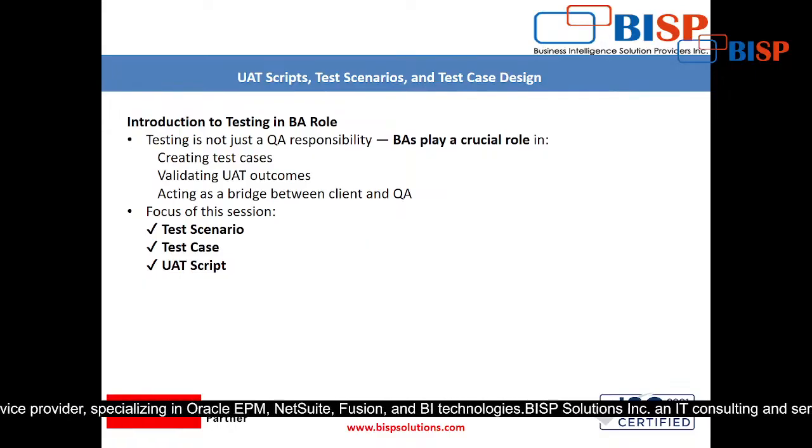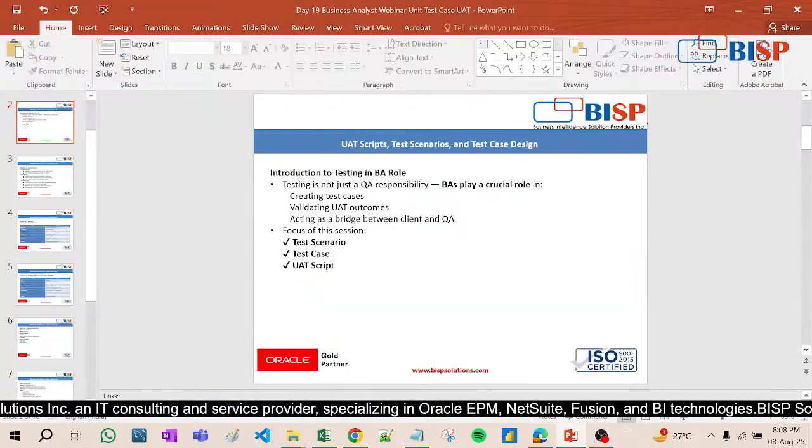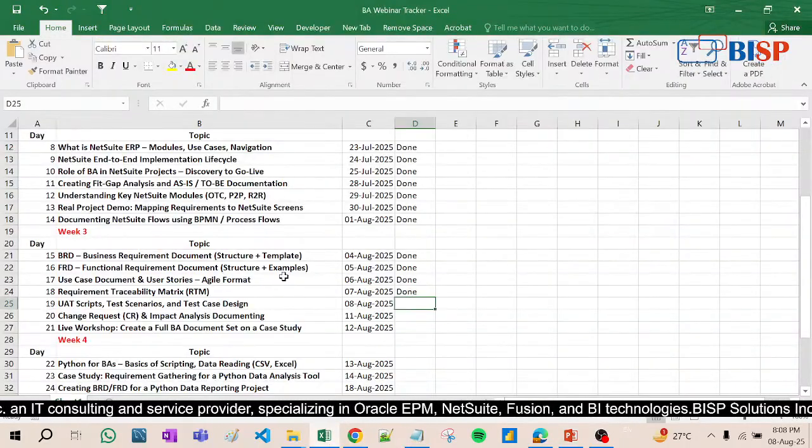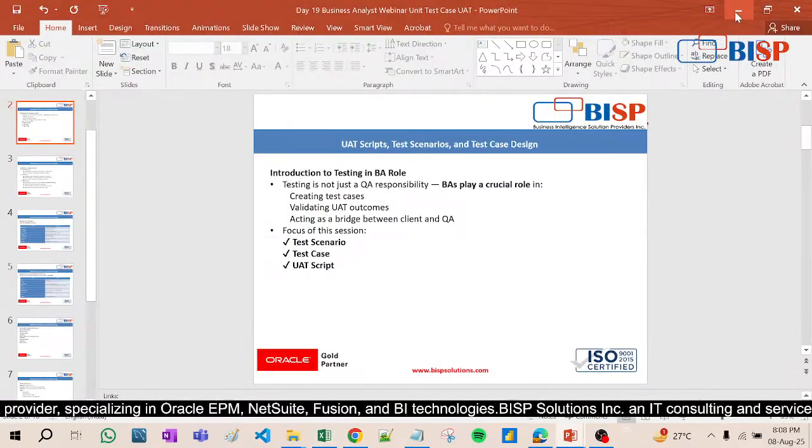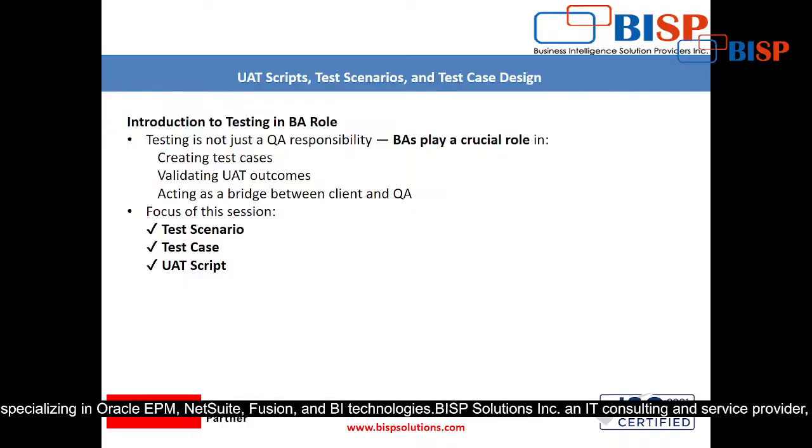Since the information is taken from the client by the business analyst, the business analyst is responsible and knows very well what they want exactly. The same he has written in the BRD, the FRD, the high level design document, the solution architecture design document, the as-is and to-be document, the use case and user story document, and then the RTM, the requirement traceability matrix. So he knows very well exactly what they want.